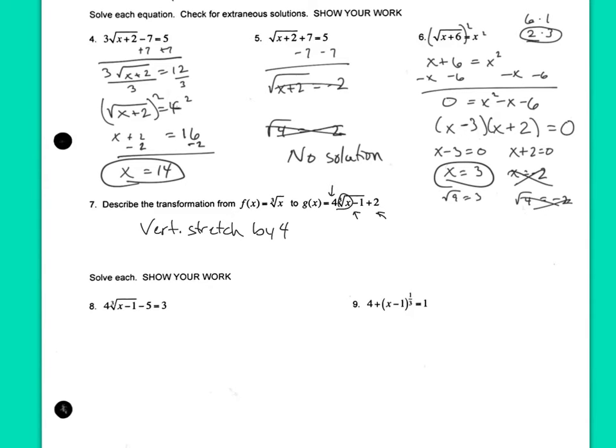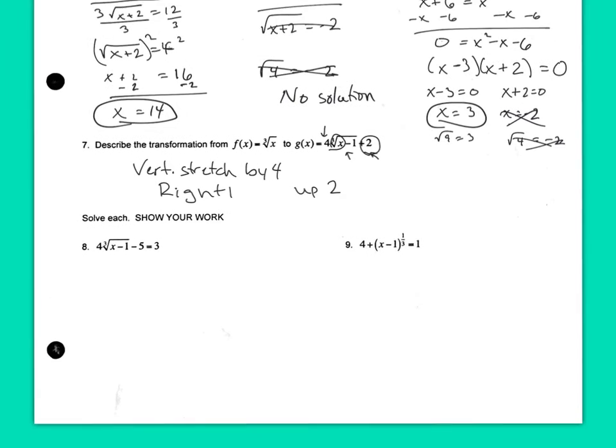The -1 inside, remember, does kind of what you think it shouldn't. It goes the opposite direction, so this is right 1. And the +2 does exactly what you think. Up is positive, down is negative, so this is going to be up 2. If you're not sure, you can always put it in the calculator and take a look at the graph.